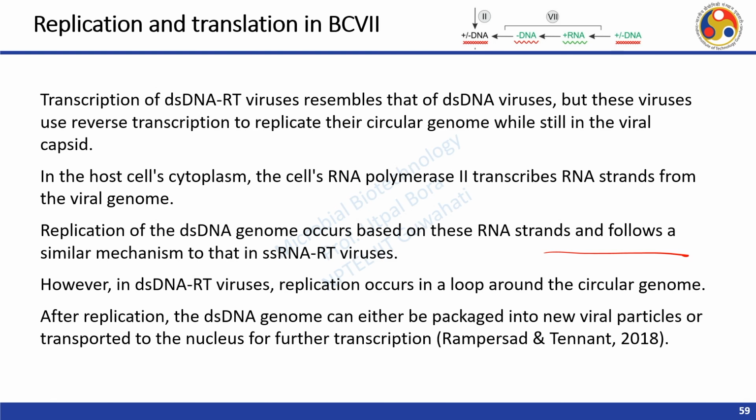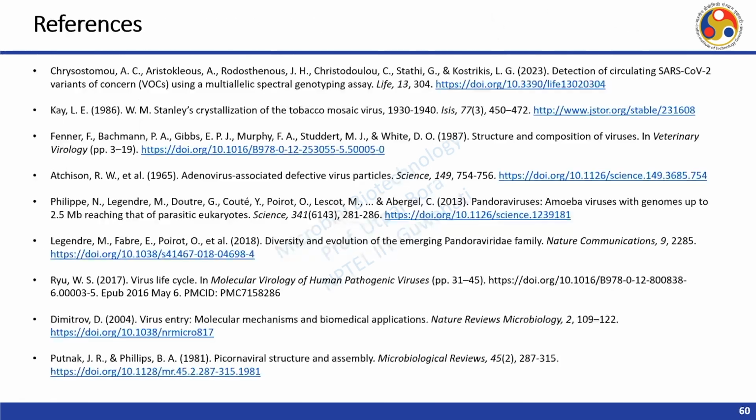However, in double stranded DNA RT viruses, replication occurs in a loop around the circular genome. After replication, the double stranded genome can either be packaged into new viral particles or transported to the nucleus for further transcription. So, with this we come to the end of this Baltimore classification.